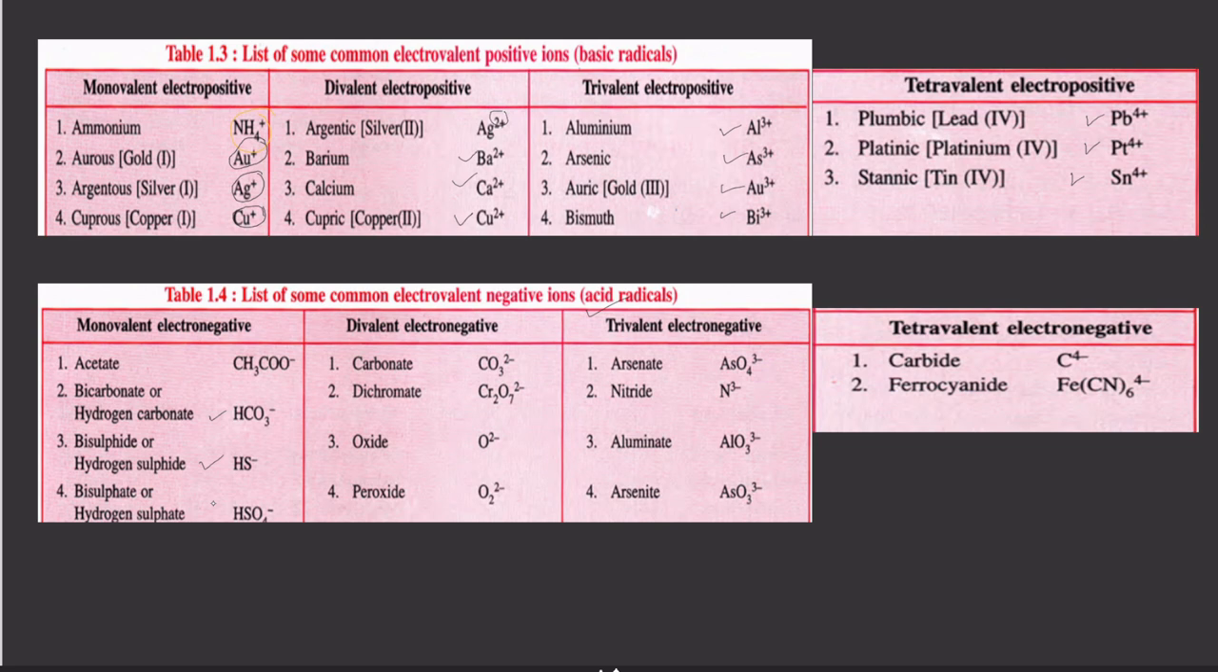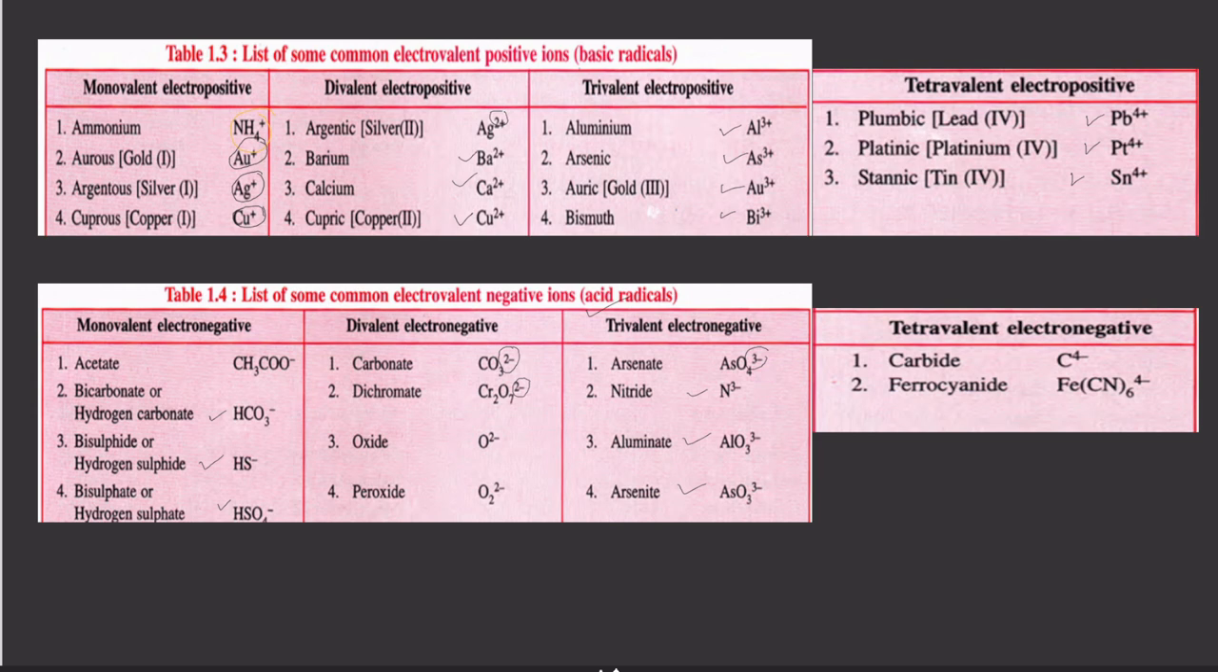Trivalent, where the valency is 3 minus. Arsenate, nitride, aluminate, arsenite, all these are examples of trivalent electronegative radicals. Tetravalent, tetra means 4. Carbide, C4 minus, ferrocyanide, Fe(CN)6 4 minus. So just for an idea, you should go through it and remember.